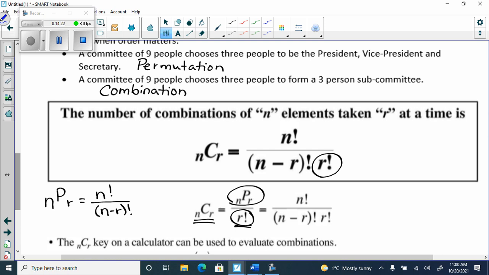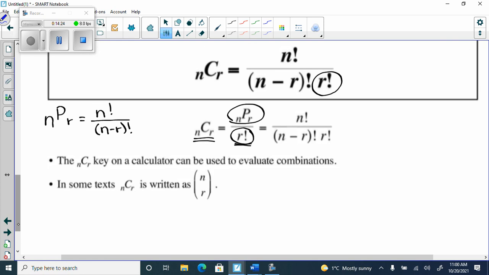We're not ordering them. Something to note, nCr can be written like this. So if I have a 9-person committee and I'm choosing 3 people to be on the subcommittee, I could write it like this. You see that? I could also write it like this. That means nCr. And if you're like, how am I going to remember that? It's crazy. It's on your formula sheet. So it tells it to you.